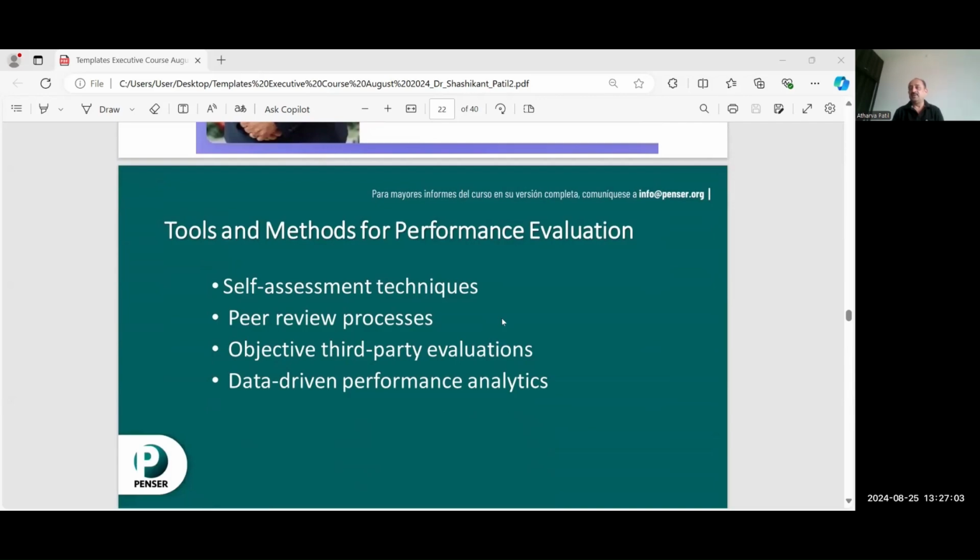So we are parallelly working on negotiation and conflict resolution. We have seen evaluation metrics so far. Now, what are the different tools and methods for performance evaluation? There are four tools, four points here. The first one is self-assessment techniques. The second one is the peer review process: get it verified by contemporary experts, your peer learners, your fellow colleagues. The third aspect is objective third-party evaluation, and fourth is data-driven performance analytics, which is very important nowadays. It brings AI, machine learning, data science and data visualization, and that will help you make informed decisions.